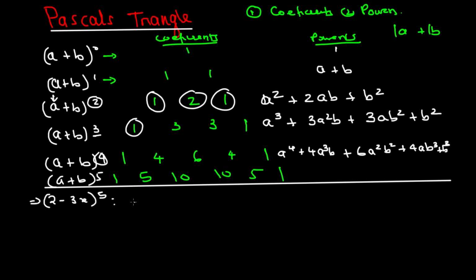It's not as easy as (a+b). So we just link it. We just create the equivalency here, and then we get the value. So we can say a is equal to 2, and then b is equal to minus 3x. So when we start our expansion, we said we focus on the coefficients and then the powers.